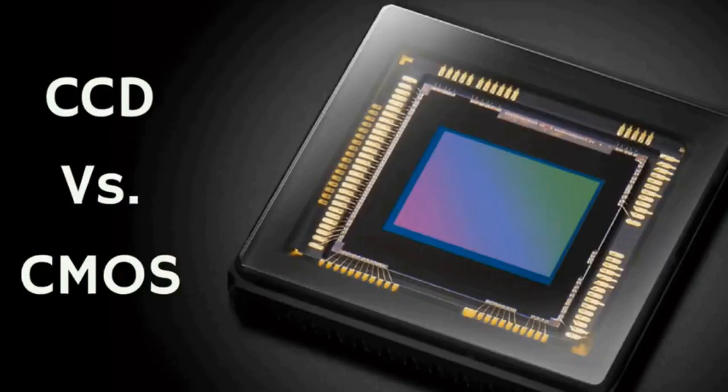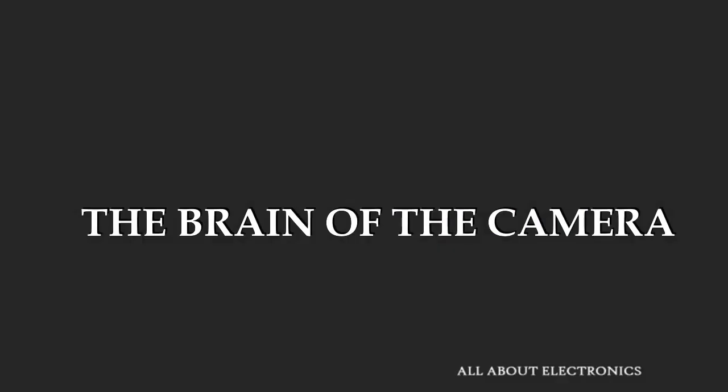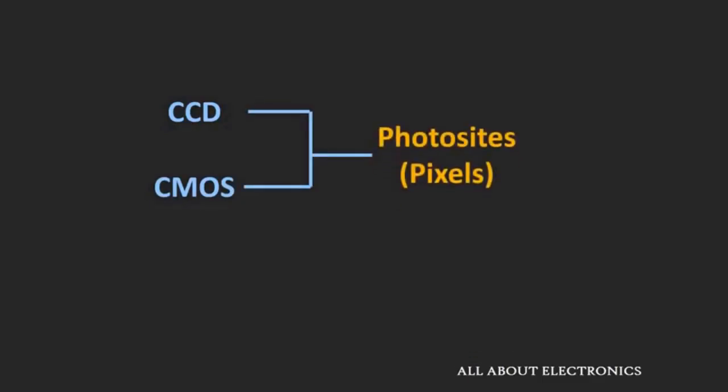The different image sensors which are used in digital cameras and the modern day smartphones. Two types of imaging sensors which are quite commonly used in the imaging are CCD, which is the charge coupled device, and the CMOS, that is complementary metal oxide semiconductor. So both the type of sensor consist of millions of photosites or pixels. So these photosites convert the incoming light into the charge or electron.